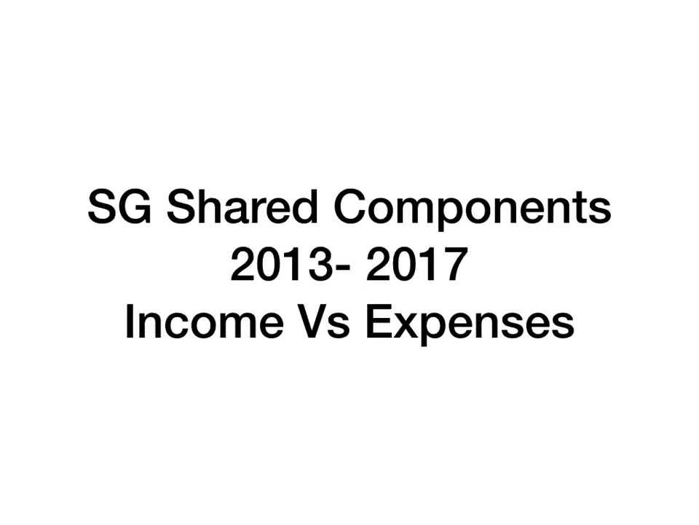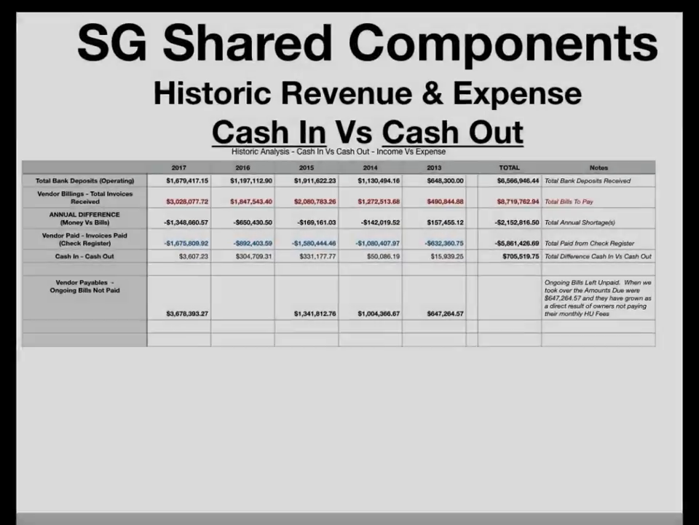Okay, in preparation for trial, we're going to review certain key elements that will be critical for a win. And we're going to start here with the shared components from 2013 to 2017. And we're talking year to date 2017, and it's about October the 15th. And what we're going to do is review the income and the expenses.